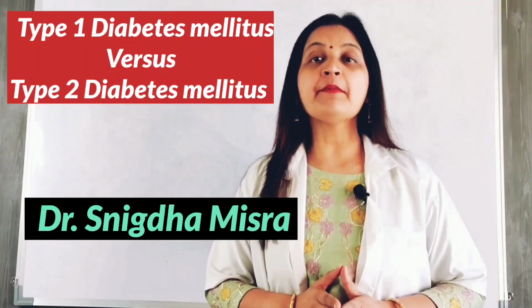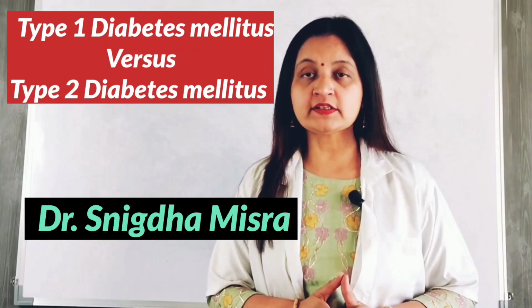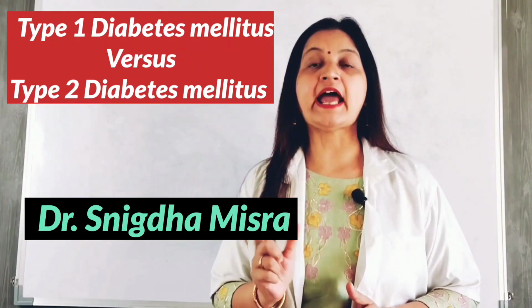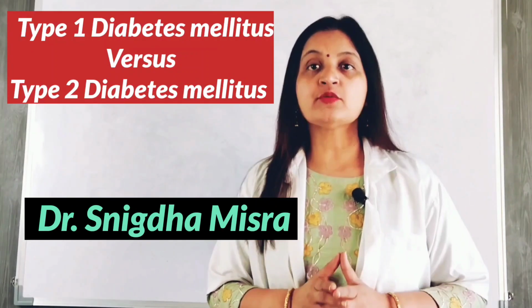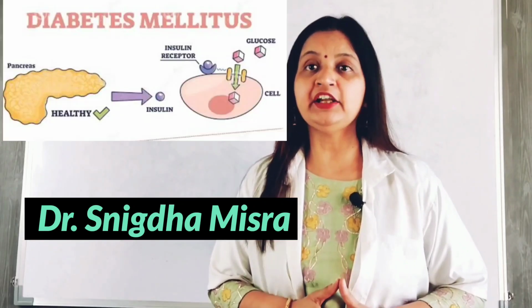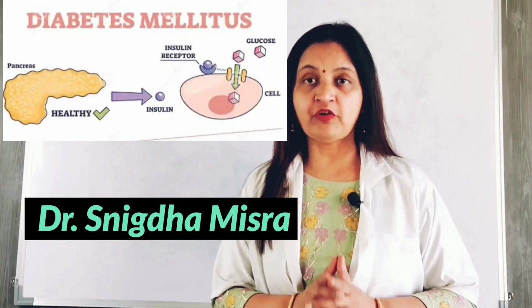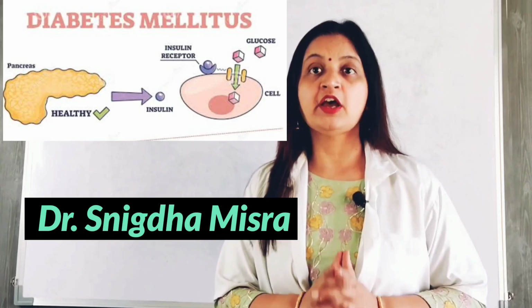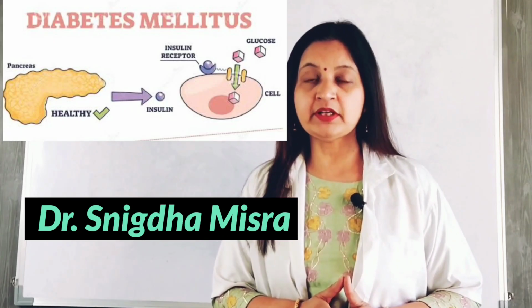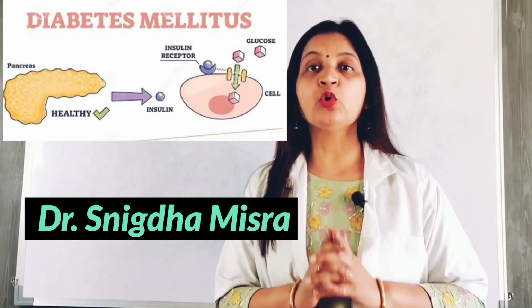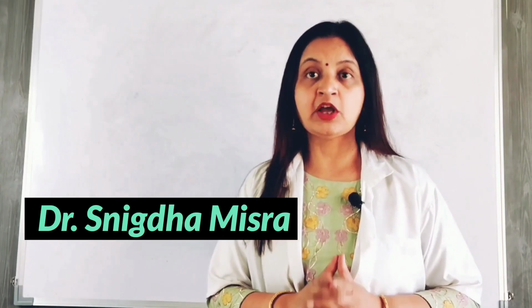mellitus. So I will be comparing the clinical characteristics of type 1 diabetes and type 2 diabetes. As we can see in this figure, in a healthy individual, insulin is secreted from the beta cells of the pancreas, which acts on the insulin receptors on the cell and mediates glucose uptake by the cells. So glucose uptake or utilization by the cells is mediated by insulin action.